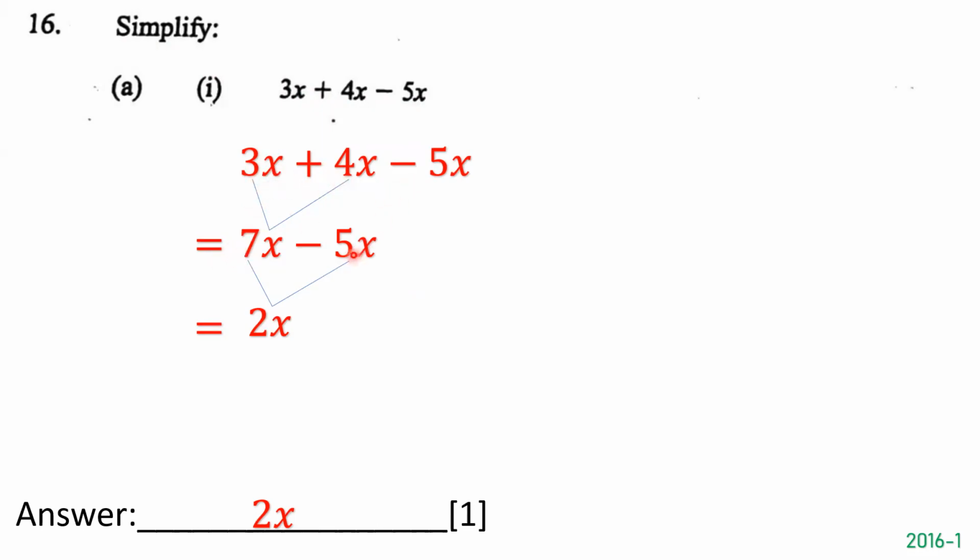We bring down the 5x. So 7x minus 5x is definitely going to be 2x, because 7 minus 5 is 2. And we make sure we bring down the x. And so our answer here is 2x.